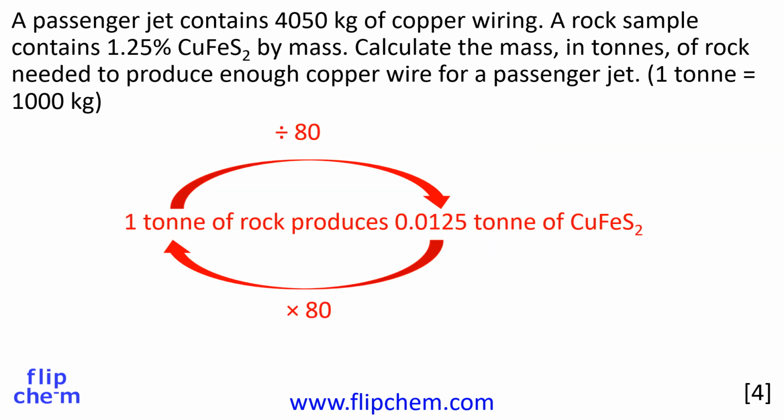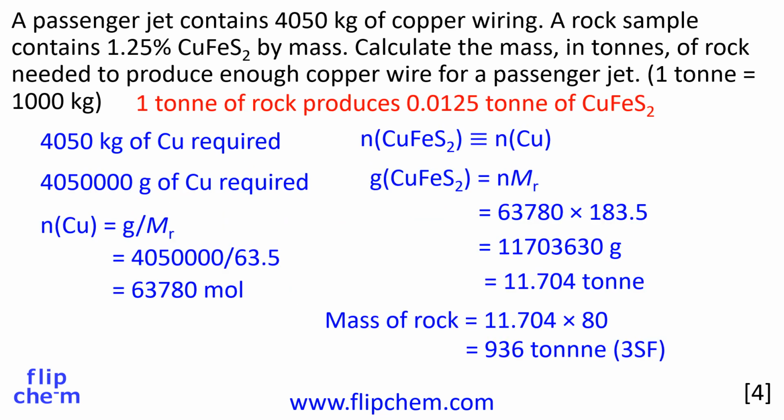1.25% of the rock is CuFeS2, so 100 tons of the rock produces 1.25 tons of CuFeS2. 1 ton of rock can produce 0.0125 tons of CuFeS2. The conversion factor is to multiply by 80. Multiply the mass of CuFeS2 by 80 to find the mass of the rock required. The mass of the rock required is 936 tons. The final answer is given to 3 significant figures, the same as the fewest number of significant figures given in the question.